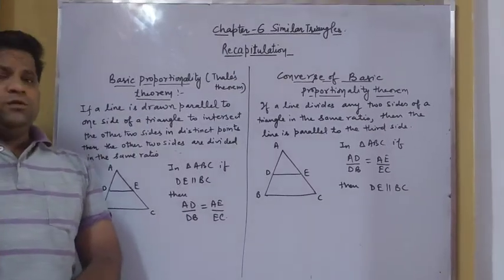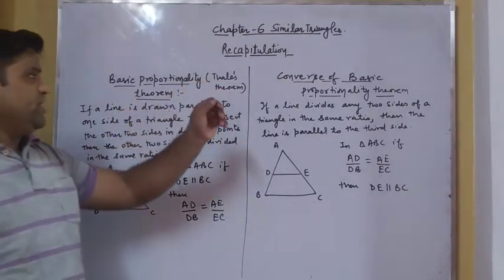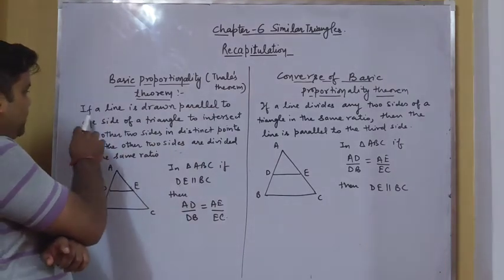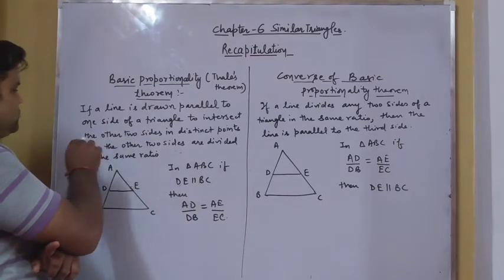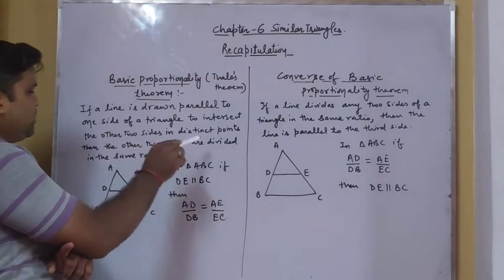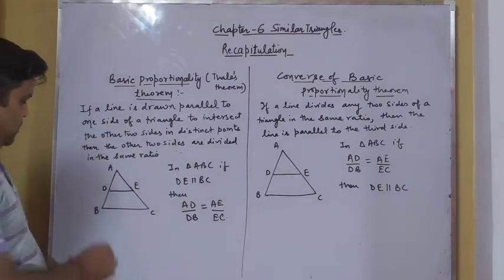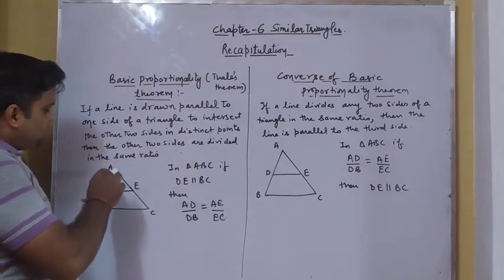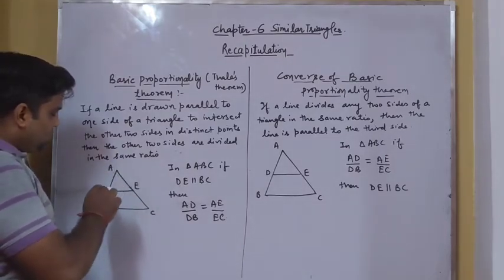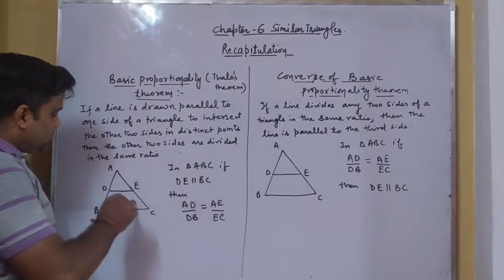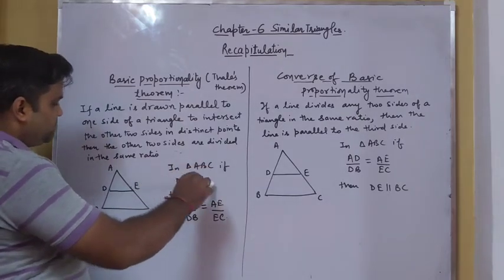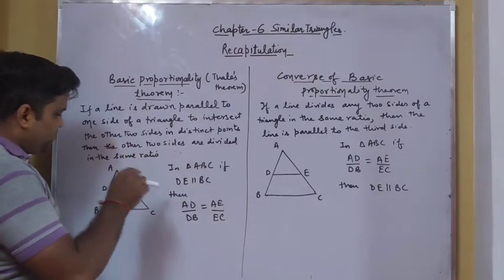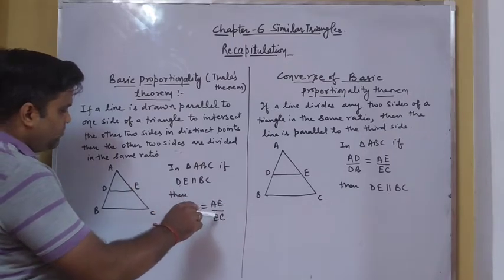Now let us come on the recapitulation of the basic proportionality theorem, which is called Thales theorem, and the converse of basic proportionality theorem. This theorem tells us that if a line is drawn parallel to one side of a triangle to intersect the other two sides in distinct points, then the other two sides are divided in the same ratio. What does it mean? It means that in a triangle ABC, DE is the line which intersects the two sides AB and AC, and it is parallel to the third side BC. So here, if in a triangle ABC, DE is parallel to BC, then this line DE divides the two sides of a triangle in same ratio. Then in this case, AD by DB equal to AE by EC.